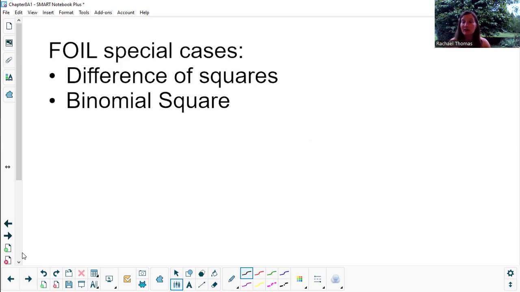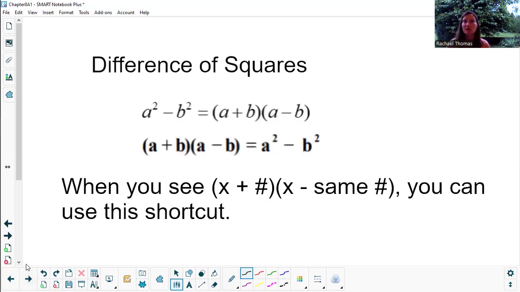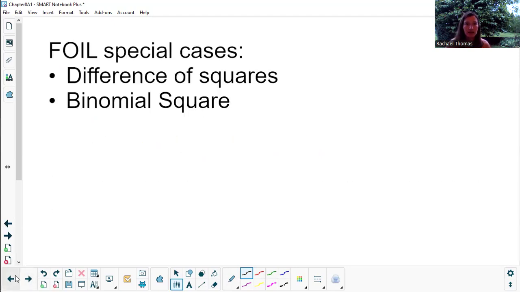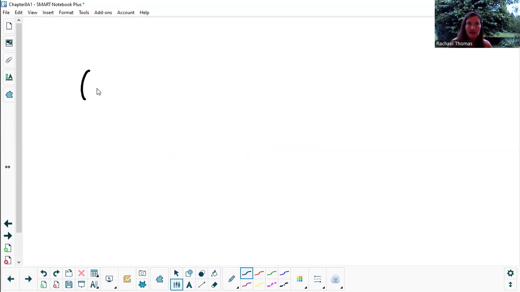But there are a couple special cases I also want you to be aware of. Difference of squares is one, and binomial squares is another. A difference of squares, by that I mean, let's take my favorite number is 8. So what if I had x plus 8 times x minus 8?